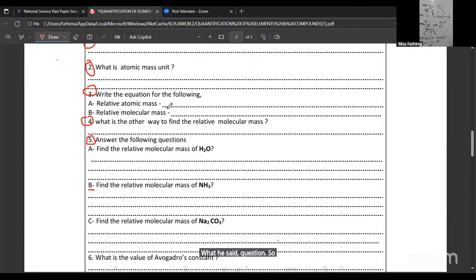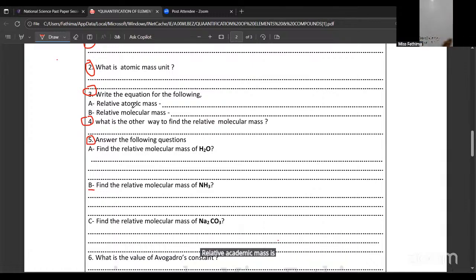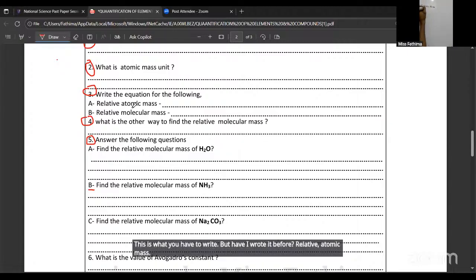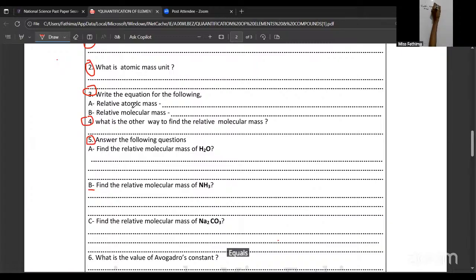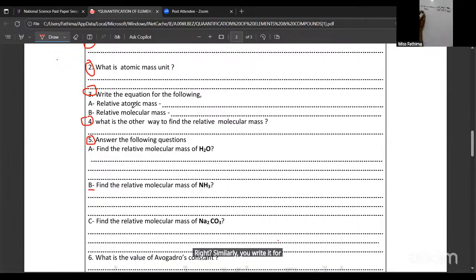What is that question? So you write the equation. What is the equation to find the relative atomic mass? Relative atomic mass is equal to the real mass of the atom over the atomic mass unit. This is what you have to write, whatever I wrote before. Relative atomic mass equals real mass of atom over atomic mass unit. Instead of this atomic mass unit, you can write the mass of 1/12 of the mass of a carbon-12 isotope. That is also fine. Right? Similarly, you write it for relative molecular mass.